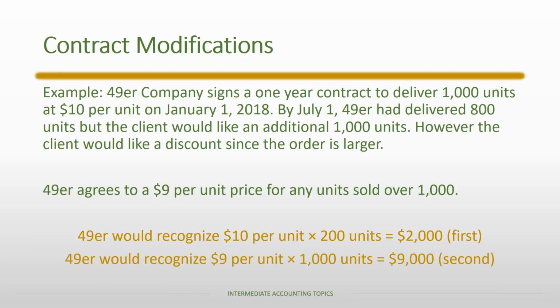So they would recognize first the $10 per unit times the remaining 200 units, or that $2,000, that would be recognized first. Once that's complete, then they would recognize the additional 1,000 units at $9 per unit for a total of $9,000. So they'd have $11,000 of total revenue, but you'd recognize basically the $10 per unit first, and then the $9 per unit second.